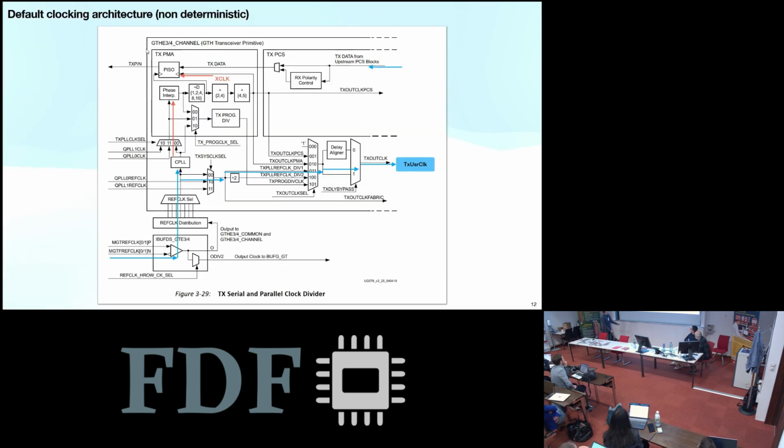So this is the default clocking architecture provided by Xilinx. We can see the blue path is for the reference clock to become the source of our TX user clock, which is the clock we use to send the data to the transceiver. But then we have the frequency multiplication and division to create a X clock, and so we lose the determinism. So now I'll show you the proposed solution overlaid on this drawing.